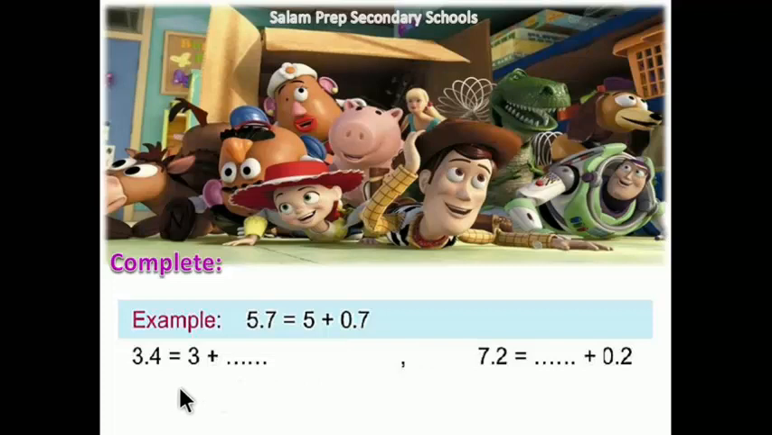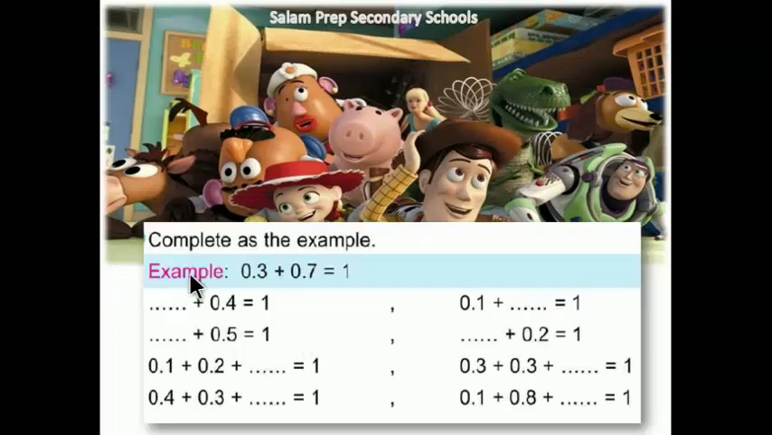Now we will do another example. 3.4: 3 plus 4 tenths, 0.4. 7.2 equals 7 as whole number plus 2 tenths, 0.2 as decimal part. Complete as example.